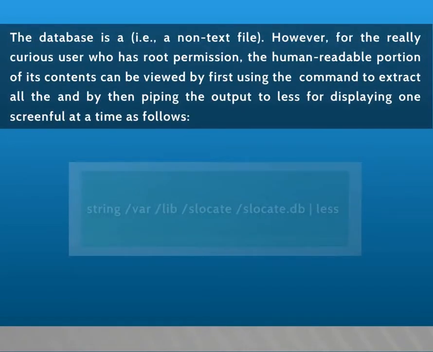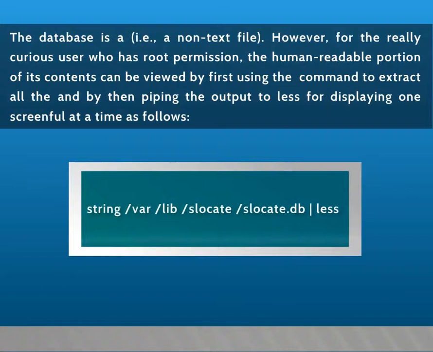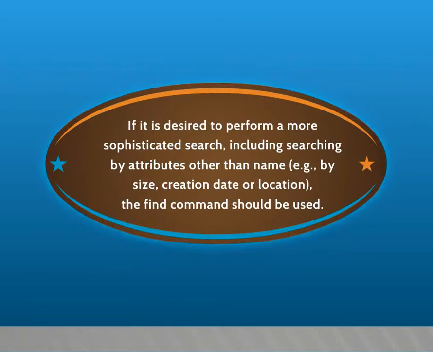The database is a binary file, that is a non-text file. However, for the really curious user who has root permission, the human readable portion of its contents can be viewed by first using the strings command to extract all the plain text and by then piping the output to less for displaying one screenful at a time as follows. If it is desired to perform a more sophisticated search, including searching by attributes other than name, for example by size, creation date, or location, the find command should be used.